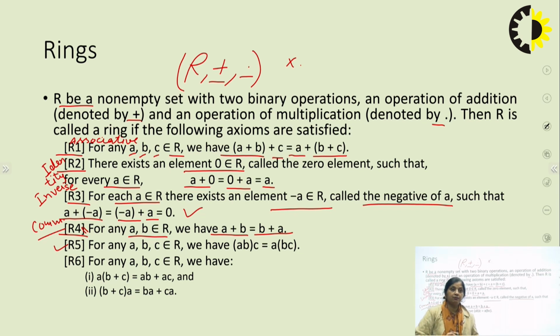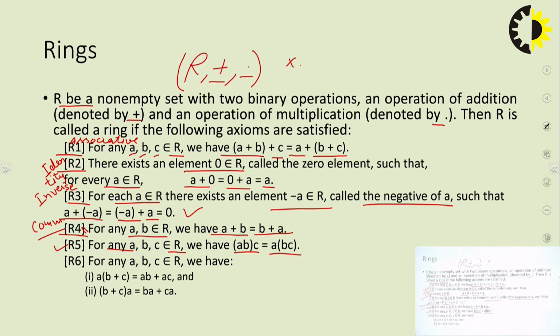Now, the fifth property is with respect to the second operation, the multiplication operation. When we take the multiplication operation with the set, we should have associativity true with respect to multiplication. So the fifth property is associativity with respect to multiplication. That is, for any A, B, C belonging to R, we should have (AB)C equal to A(BC). So we have seen here that both operations must fulfill the associativity property, addition as well as multiplication.